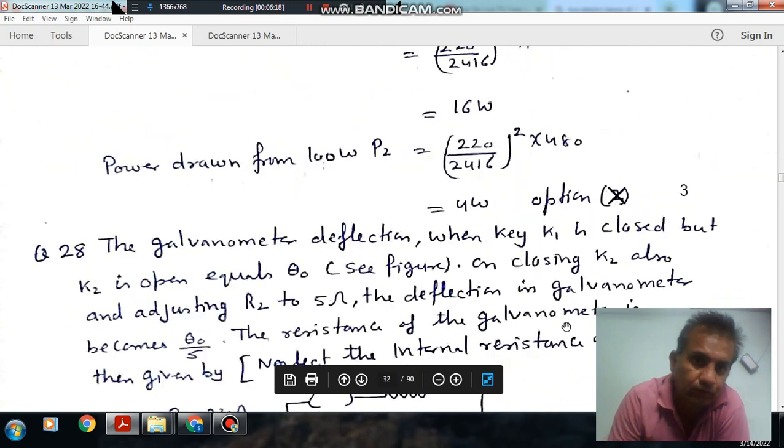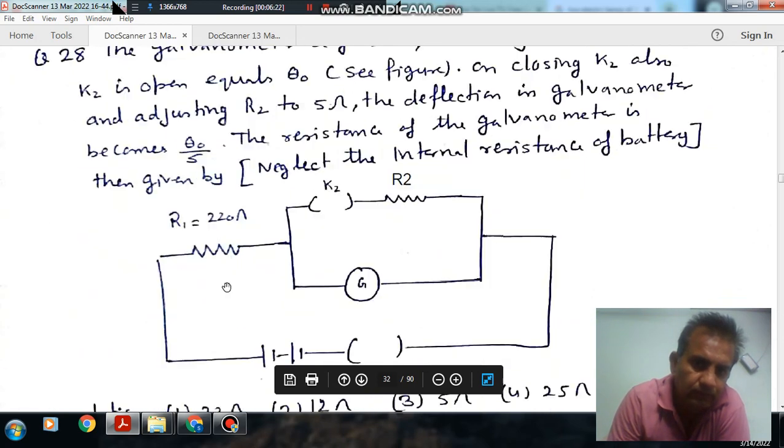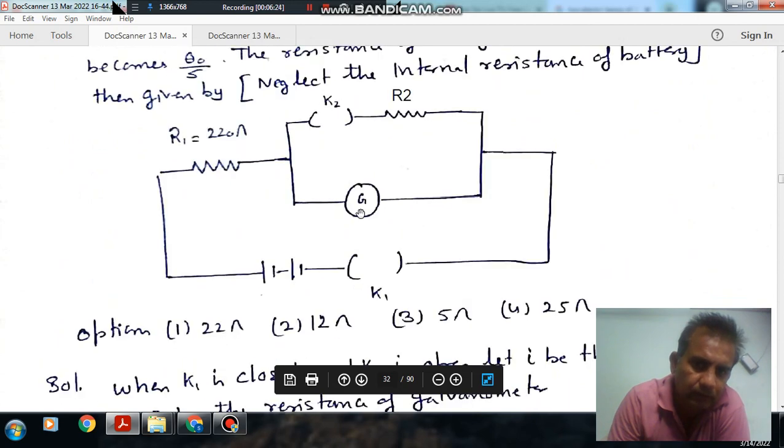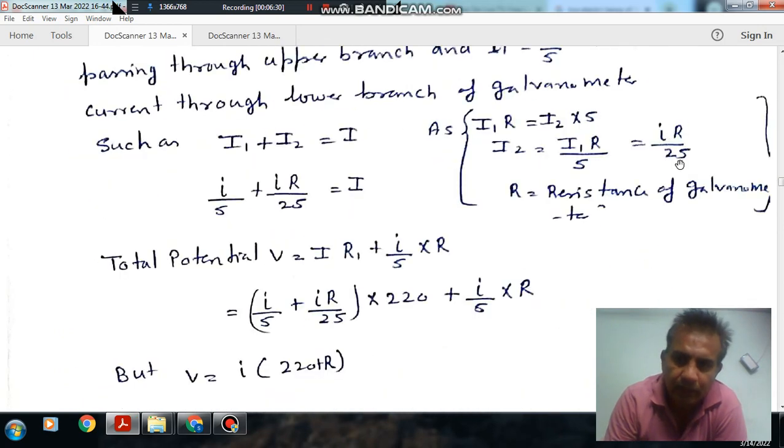So the deflection of the galvanometer is now theta naught by 5. Initially the deflection was theta naught, and the current was I. Now the deflection is theta naught by 5, so the current flowing through it is I by 5. So I1 is I by 5, and I2 will be I R by 25.